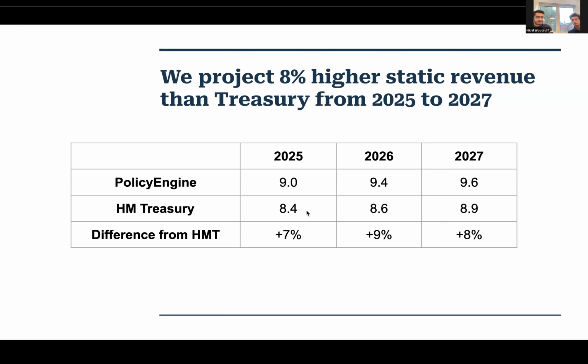So for the Treasury estimation, we see for 2025 is 8.4 billion pounds, and our estimation is 9. So you can see for all 3 years, we are within 10% of the Treasury estimation. For the small difference here, we can say that maybe because we are using a different sample and different data for the household side, we see these kinds of differences. But for all the years, we are within 10%.